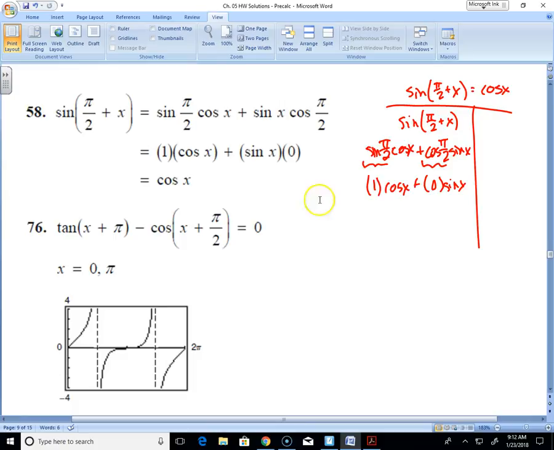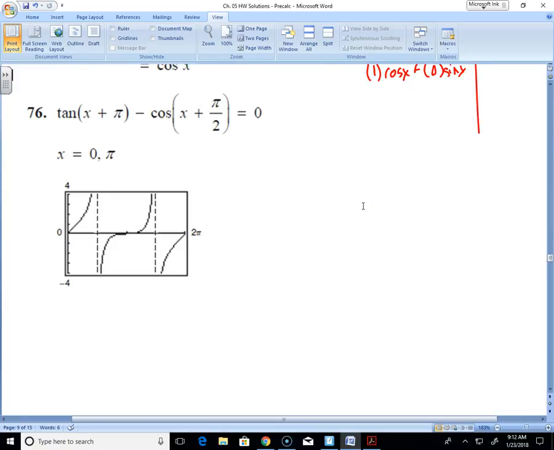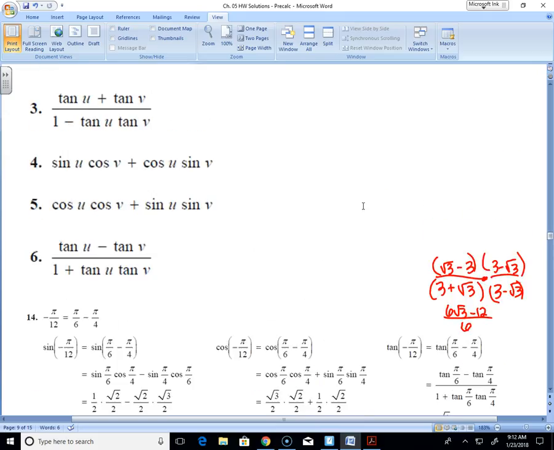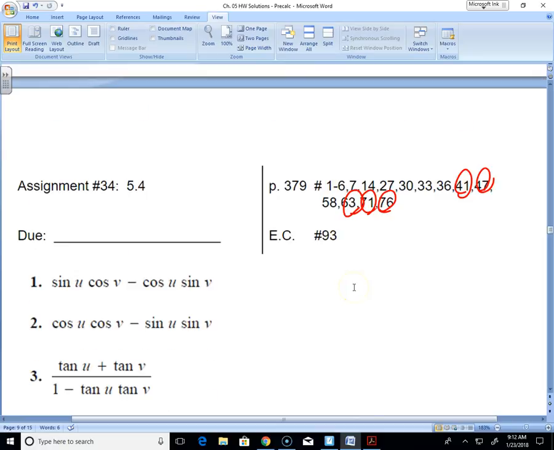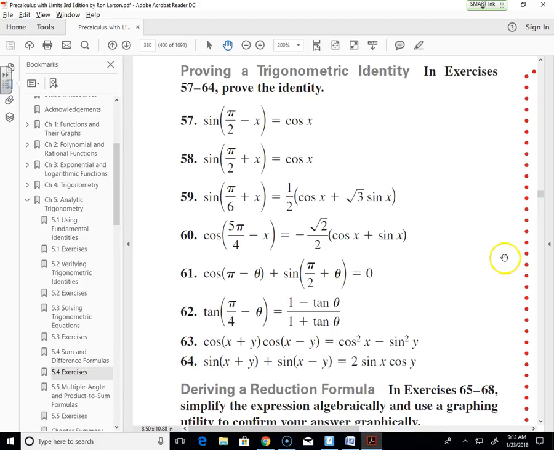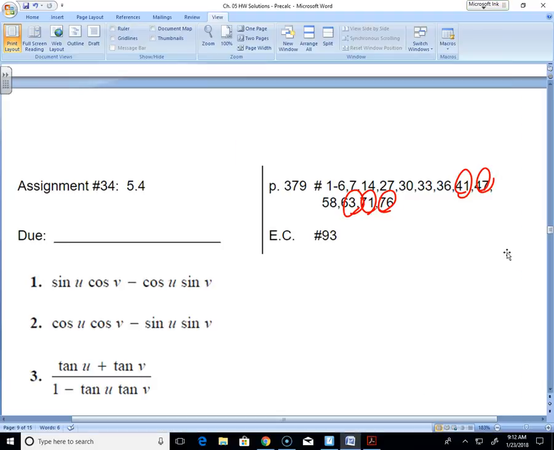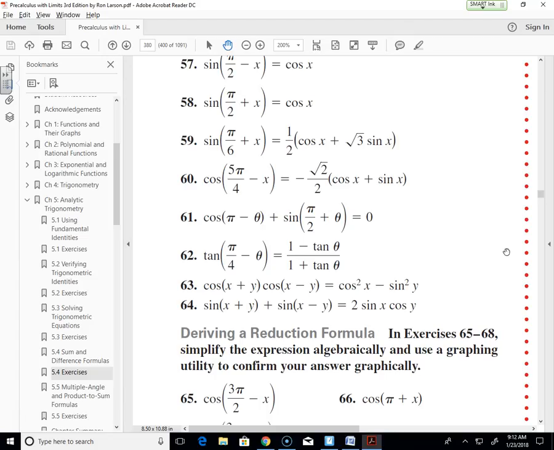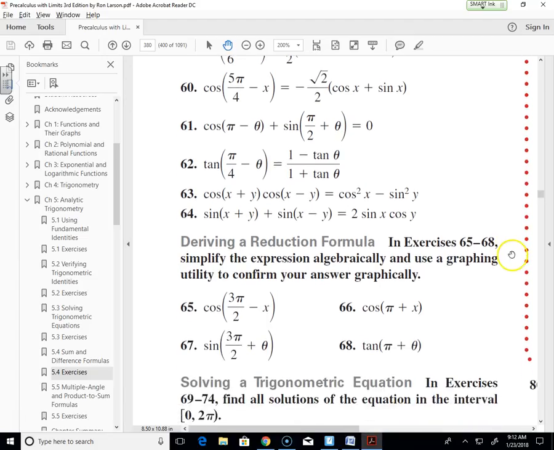Anyway, go for it. Number 76. Oh, no. You guys had other questions. Sorry, I got distracted. Then we need to look at the 60s and 70s. 61? 63.